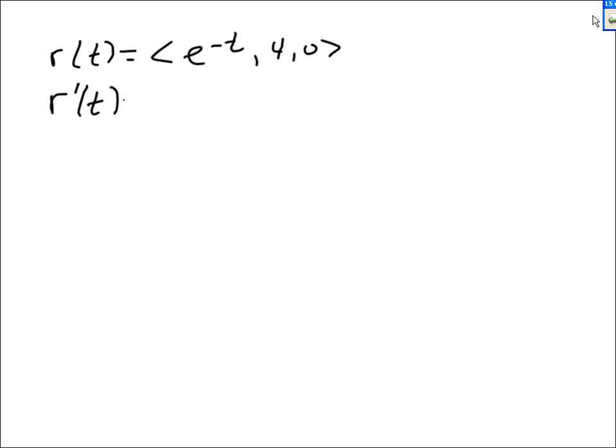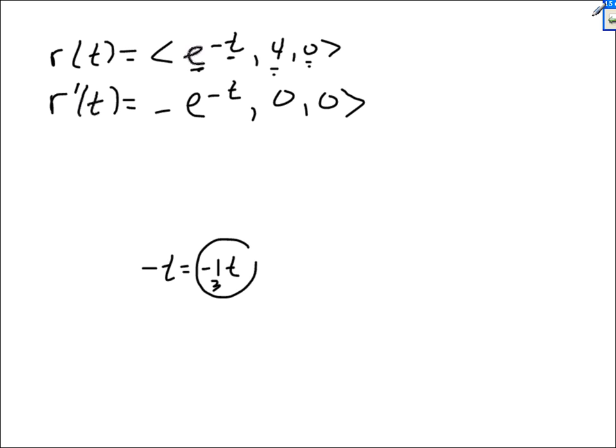Alright, here's a straightforward problem. Suppose you're given r of t and you're asked to find r prime of t, the derivative. The derivative of e to any power is e to that power times the derivative of that power. The power is negative t, whose derivative is negative 1. The derivative of 4 is 0. The derivative of 0 is 0. And there it is.